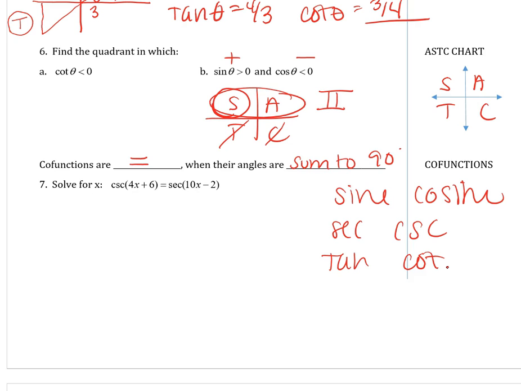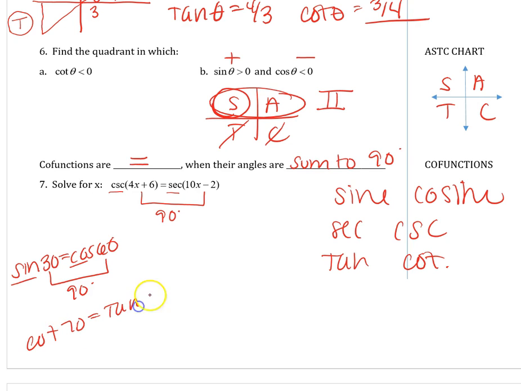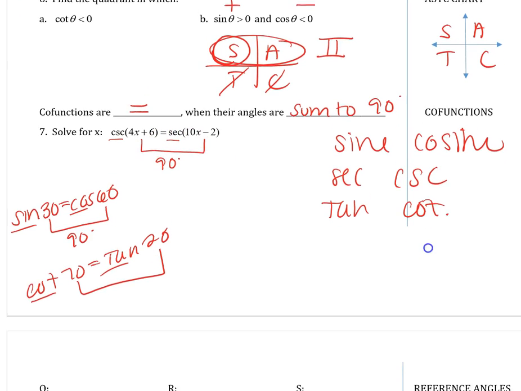And so if I know that cosecant and secant of some set of angles give us the same exact value, then what that means is that these have to sum to 90 degrees. One of the easiest cofunctions you guys should know is sine of 30 equals cos of 60. These are cofunctions, and their angles sum to 90 degrees. So cotangent of 70 would equal tangent of 20, because these are cofunctions, and the angles sum to 90. So I'm not going to solve that. You guys can solve an equation.